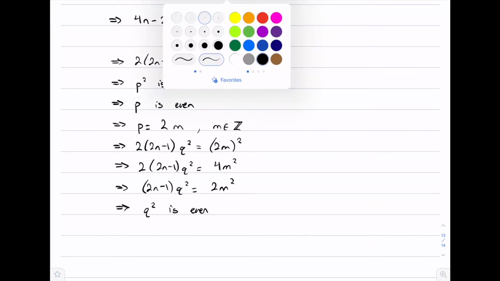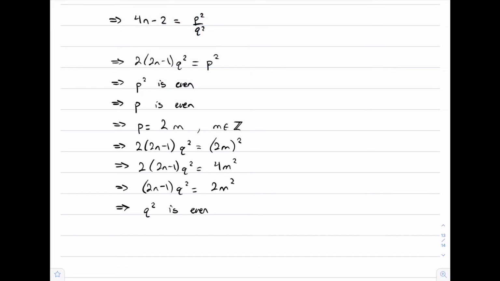Now, with the proof of the square root of 2 being irrational, we get to this point here: q squared equal to 2m squared. The difference between the square root of 2 and what we're doing is that we have this extra factor here, 2n minus 1. And we need to be careful because the left-hand side is even because the right-hand side has a factor of 2, so the evenness of the left-hand side could come from this factor, or it could come from this factor.